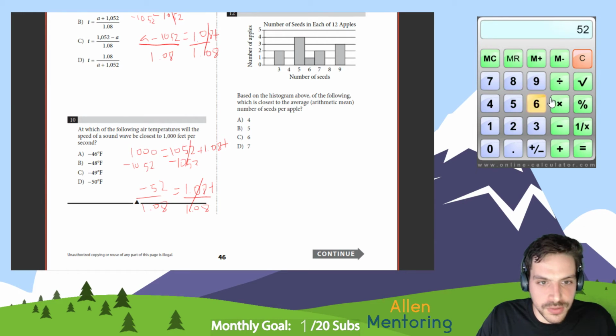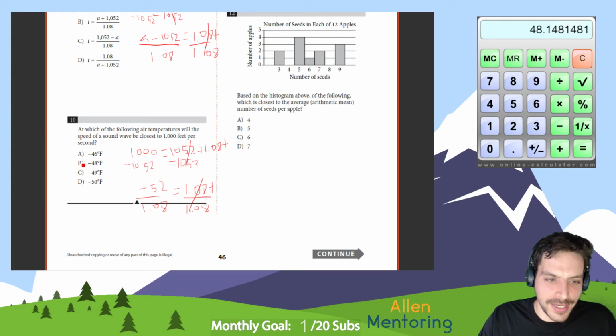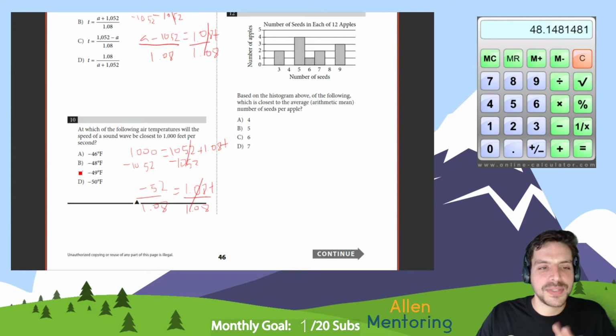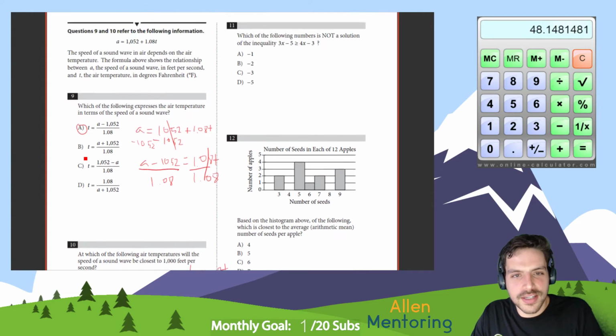So we're going to do 52 divided by 1.08. That's going to be equal to about 48. Okay, and we see that since they're opposite signs, negative and positive, your solution is going to be negative, right? When you divide or multiply opposite signs, your solution will be negative. So in this case, it's going to be negative 48. All right.